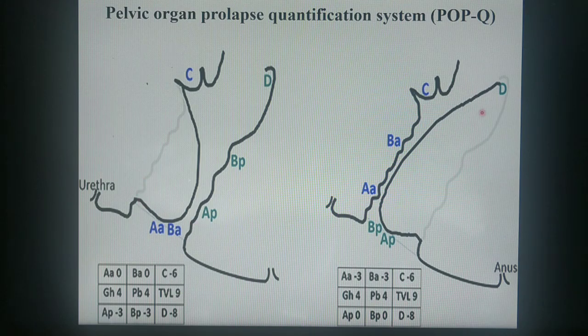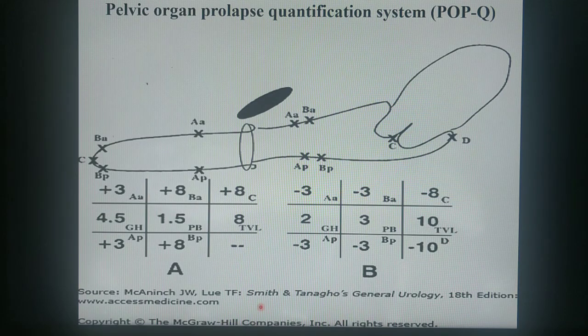Similarly, in the posterior vaginal wall prolapse in this picture, Ap has descended from -3 to 0, that is, up to the hymen, and Bp, the most distal part of the posterior wall, has come to touch the hymen, that is, it has also come to 0. So here there is second stage anterior and second stage posterior vaginal wall prolapse.